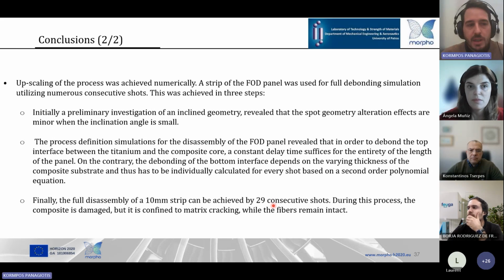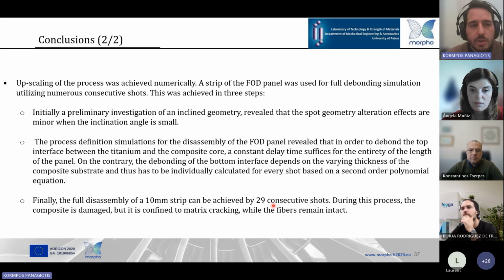Upscaling of the process. Initially, some preliminary investigations of the inclined geometry revealed that the spot geometry alterations are minor, and the process definition simulation for the disassembly revealed that in order to debond the top interface between the titanium and the composite core, a constant time delay suffices. On the contrary, the debonding of the bottom interface depends on the varying thickness of the composite substrate and has to be individually calculated using a second-order polynomial equation.